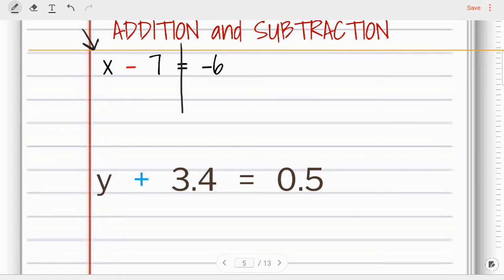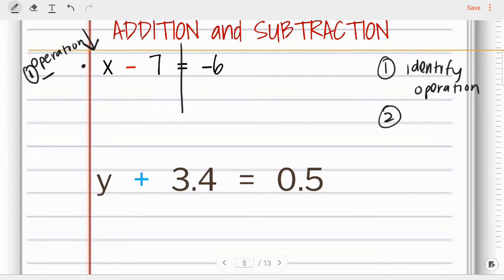So I need to ask myself, what operation is going on right here? What do I mean by operation? I mean, am I subtracting from x? Am I adding to x? Am I multiplying x by something? What is it that I'm doing? Well, if I were to read this line, I'd say x minus 7 equals negative 6. So the operation that's happening is subtraction. So the first step is to identify the operation. So step number 1, identify the operation.